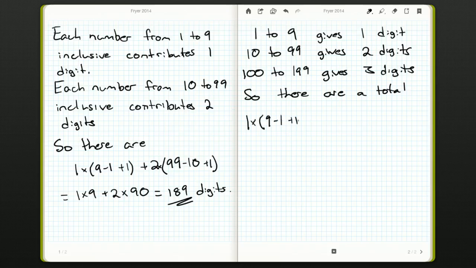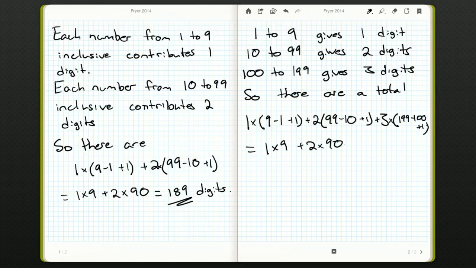So 9 minus 1 plus 1. 99 minus 10 plus 1. Very similar to our previous formula. And now 199 minus 100 plus 1 gives us all the 3-digit numbers that are being used, not all the 3-digit numbers that there are. That's 1 times 9 plus 2 times 90. We're just simplifying what's in brackets. Then 3 times, so 199 plus 1, that's 200, minus 100. So that's 100 3-digit numbers.